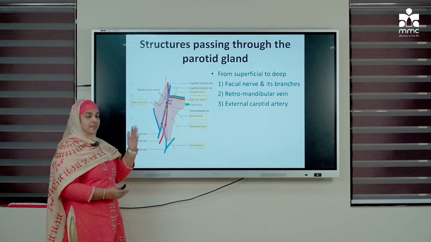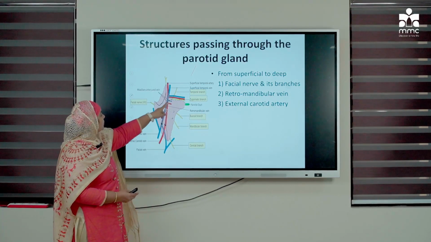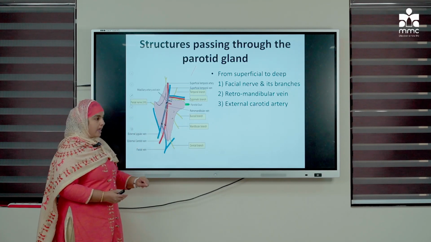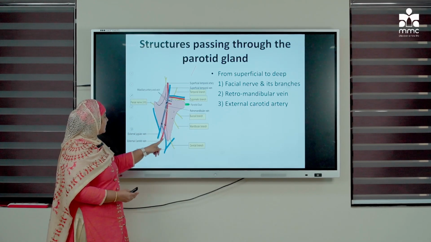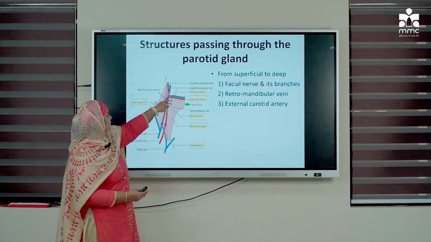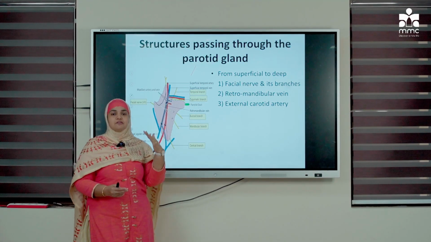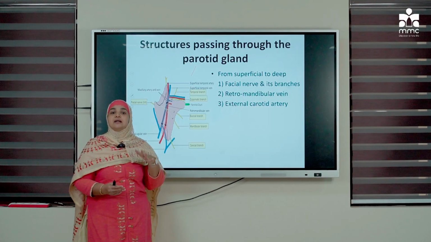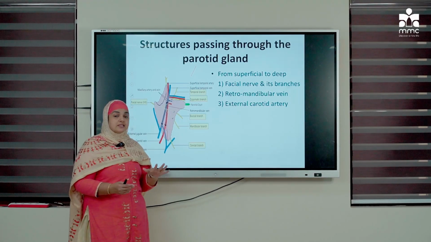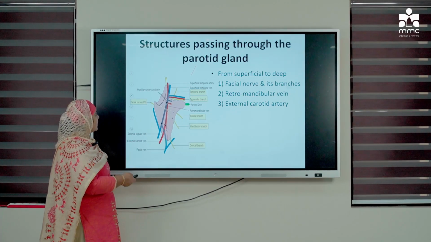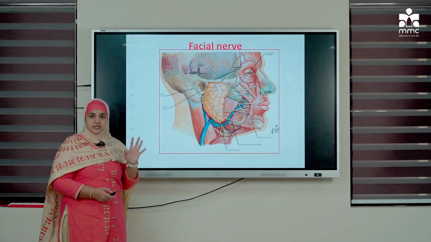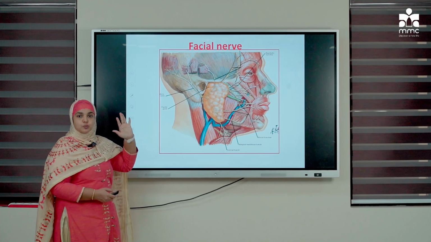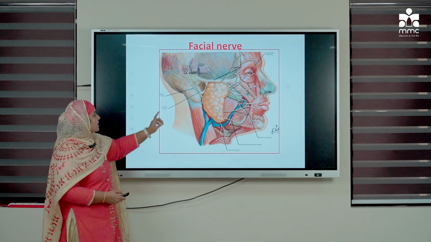Then in the intermediate zone, we have what we see in blue, that is the retromandibular vein. And in the deepest strata, we have the external carotid artery. So in the superficial zone, we have the facial nerve. In the intermediate zone, we have the retromandibular vein, and in the deepest zone, we have the external carotid artery. Now we have to see about each of these structures. First, we will see the most superficial structure, that is the facial nerve.